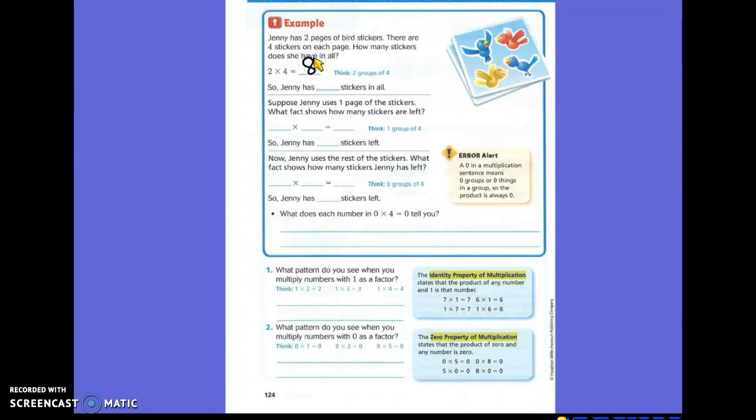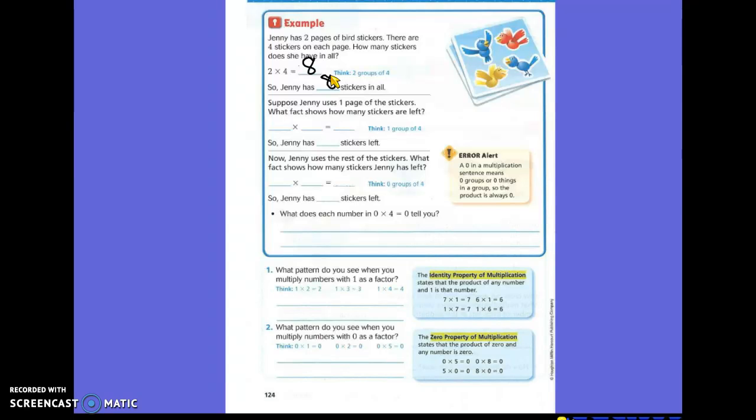2 4s is 8. 4 and 4 is 8. So Jenny has how many stickers in all? 8. Okay. Now, the next part of the directions say, suppose Jenny uses 1 page of stickers. What fact shows how many stickers are left? So now she took off all the stickers off of 1 page. She used them all. Okay?